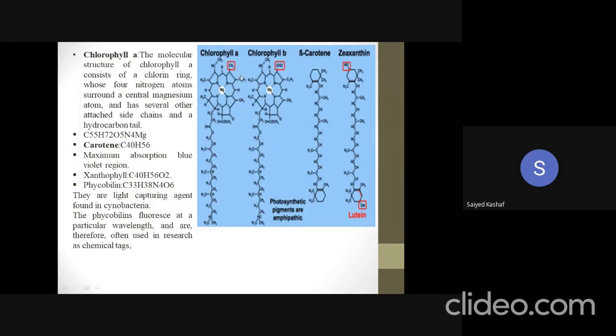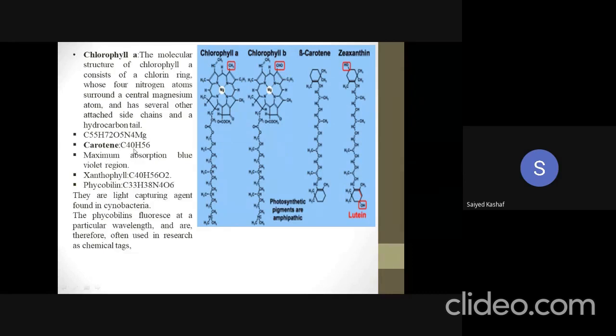You can see these methane groups forming the porphyrin ring, and the maximum absorption takes place at the red and the blue region of the light spectrum, and it reflects the green light. The formula is C55H72O5N4Mg. Here is the structure of chlorophyll A, and the only difference between chlorophyll A and chlorophyll B is the presence of an aldehyde group at the side chain of the second carbon ring, where in chlorophyll A it is a methyl group.